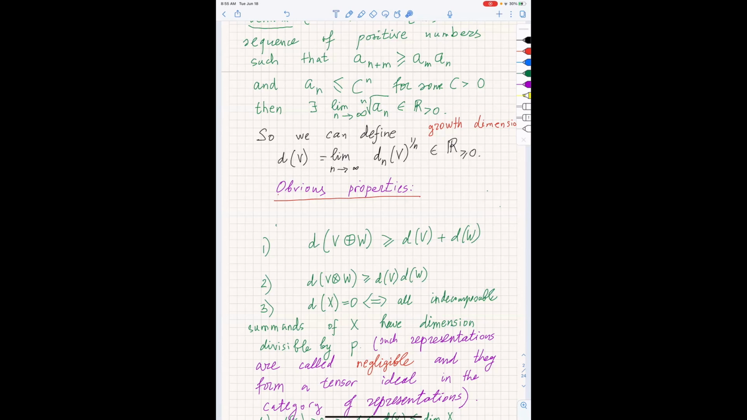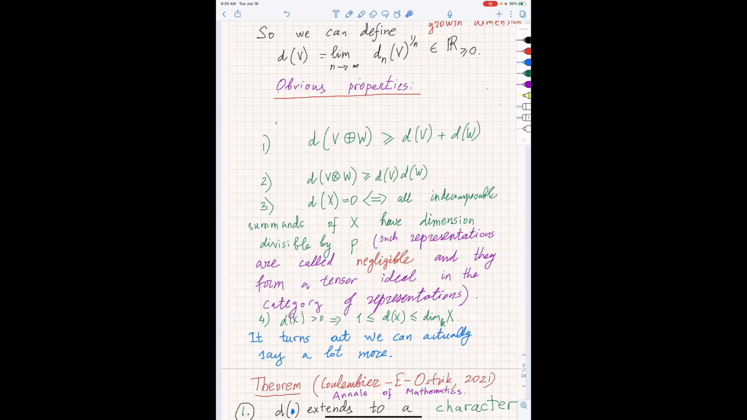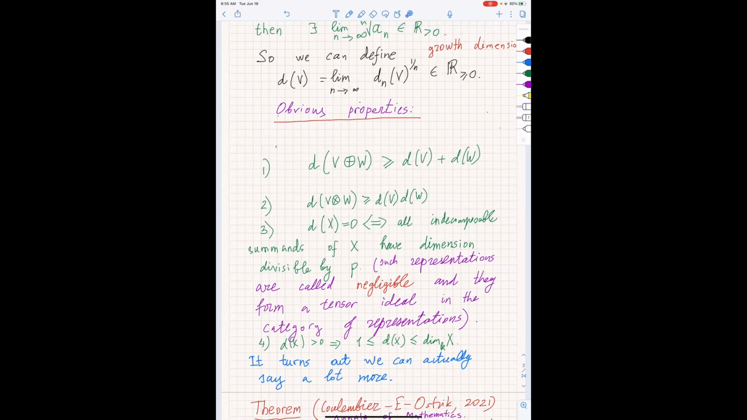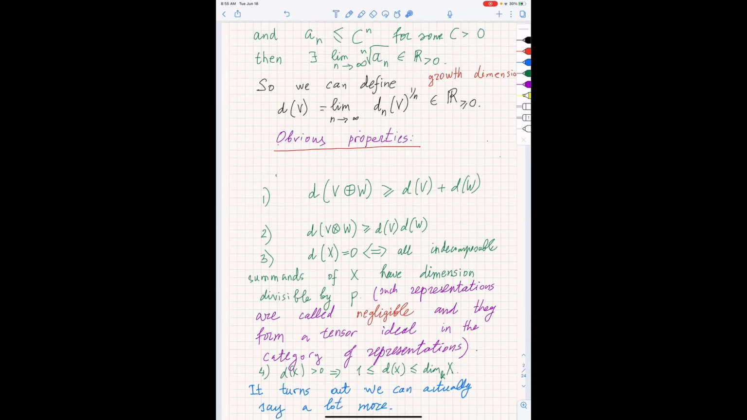And so if all summands in x have dimension divisible by p, then it is negligible, and d of x is going to be 0. All the d_n of x will be 0. Otherwise, it is positive, and in this case, it is at least 1. Well, clearly, because all our numbers are at least 1, and at most the dimension of x. So this is actually all you can say just from elementary considerations.